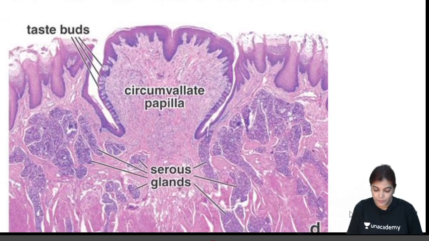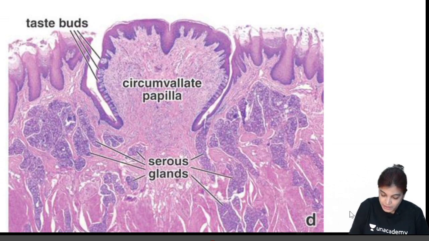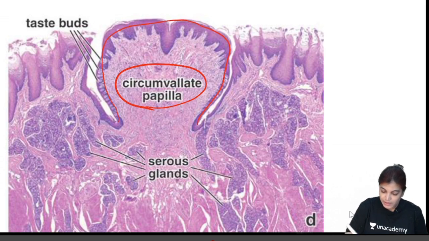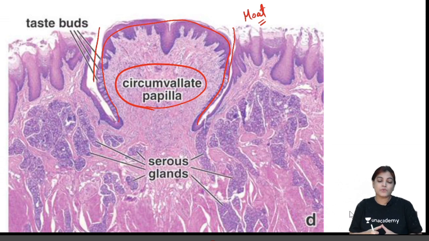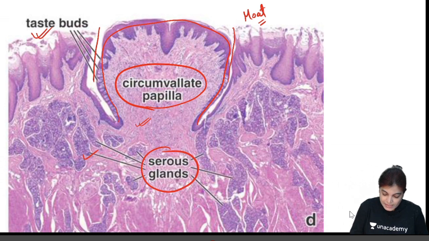Now see this diagram. This is a histological slide of the tongue showing circumvallate papilla. The shape of the circumvallate papilla is moat-like. As you can see, there is a depressed area on either side, which is called a moat. Circumvallate papilla is associated with taste buds on the depressed lateral walls, and close to the circumvallate papilla we have serous glands.